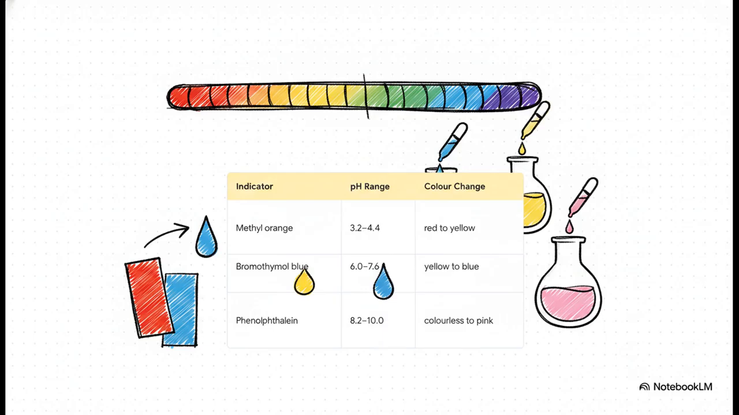When litmus just isn't precise enough, we introduce chemical indicators that shift color at very specific pH ranges. For example, methyl orange flips from red to yellow between 3.2 and 4.4. Bromothymol blue goes from yellow to blue between 6.0 and 7.6. And phenolphthalein, that one magically turns from colorless to pink right around 8.2 to 10.0. By dropping a bit of these into an unknown solution and watching the color change, you can really narrow down exactly what you're dealing with.